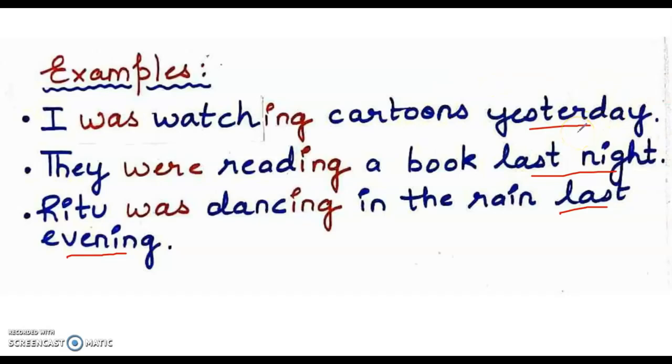Yesterday means the day before today. Last night means yesterday's night. And last evening means yesterday's evening. So we can easily understand that all these actions happened in the past. And if we have to make it in the past continuous tense, we have to add was or were depending on the nouns or pronouns plus ing form of the base verb. Alright?